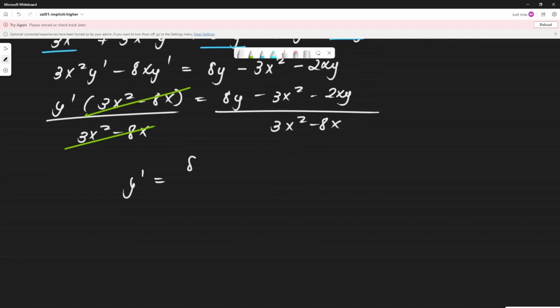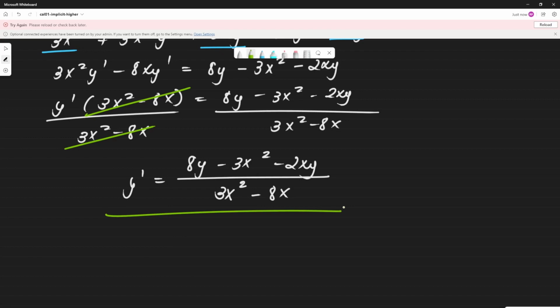So we have 8y minus 3x squared minus 2xy over 3x squared minus 8x. This is our answer. Wala naman na pong mapa-factor dyan. I mean, sa baba, yes, factorable siya by 8, by x. However, hindi naman na makakancel yung x, so there's no need to factor it out anymore. Okay, so that's our answer. Y prime is equal to 8y minus 3x squared minus 2xy all over 3x squared minus 8x.